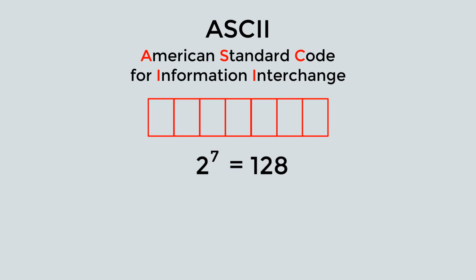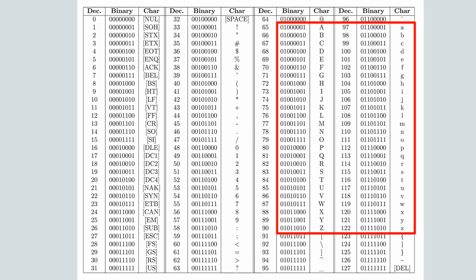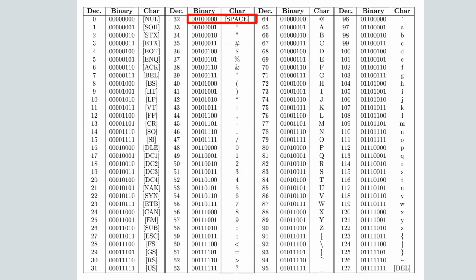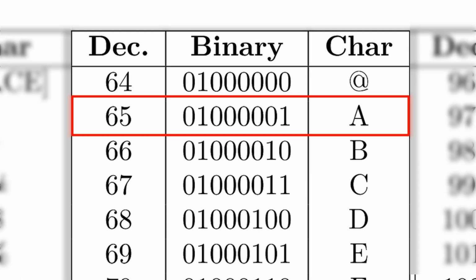7 bits provide 2 to the power of 7, which is equal to 128 possible codes. These codes include letters, digits, punctuation marks, spaces, and control characters. For example, uppercase A has the decimal code 65. Its 7-bit binary representation is 1000001. When stored as an 8-bit byte, it is commonly written as 01000001.